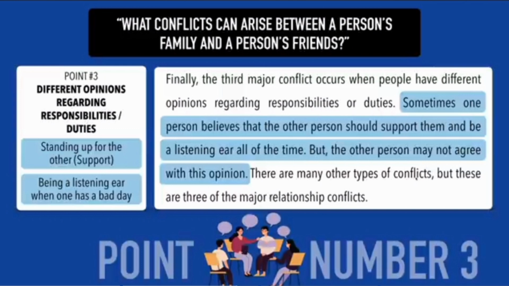There are many other types of conflicts, but these are 3 of the major relationship conflicts. That's how you wrap it up. You see how I wrap up my answer at the end. So I have given my 3 points. I have supported each point and then I wrapped them up at the end. So that's how you use the second method, the points.